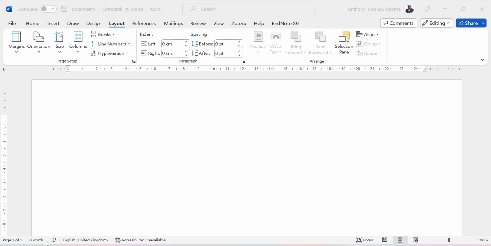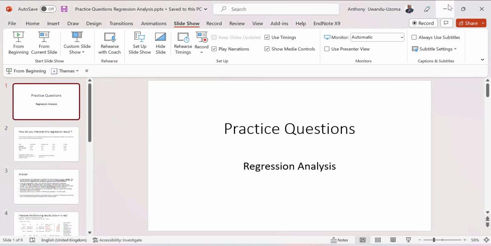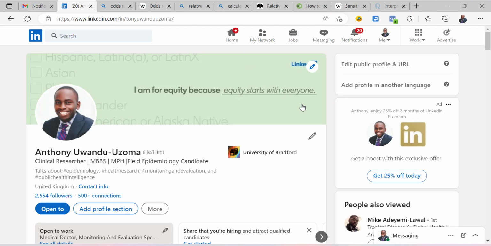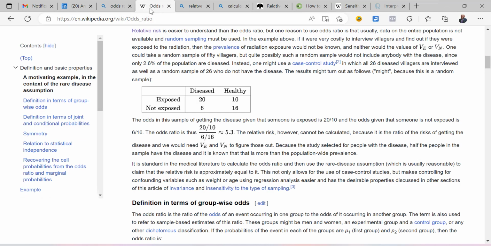So today I'm going to look at how you can derive your odds ratio for case control studies and relative risk, and then also we'll link it up to the calculations for sensitivity and specificity. All right. So first of all, my name is Anthony, and in this tutorial we're going to just have a look at what is odds ratio first.